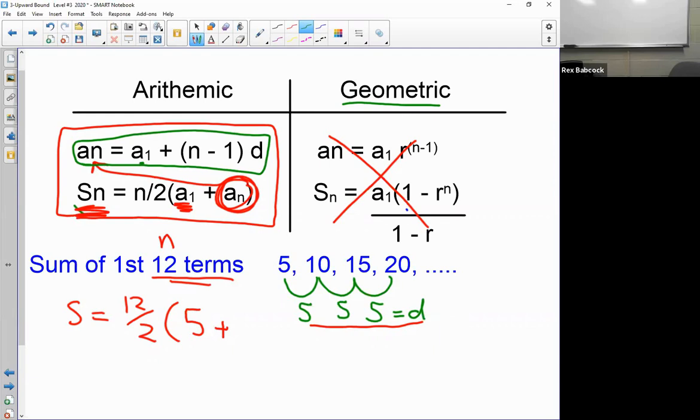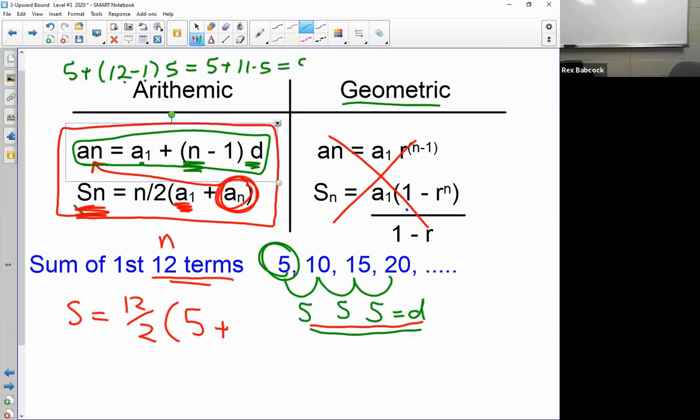So a sub 1 is still 5. So I'm going to do 5 plus N, which is 12, minus 1, times the common difference. Well, the common difference is still 5. So the 12th term is 5 plus 12 minus 1, which is 11, times 5. And that's 5 plus 55, which equals 60. So the 12th term is 60. So now I can come back down here and put in 60.